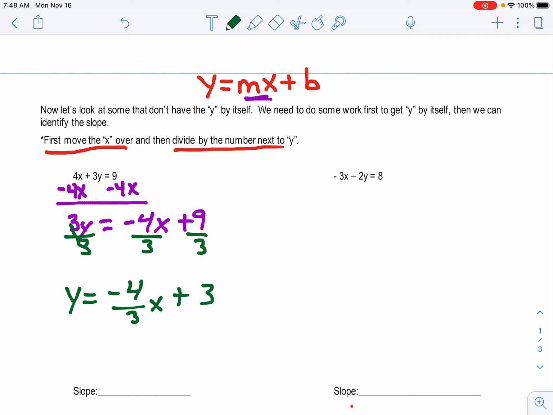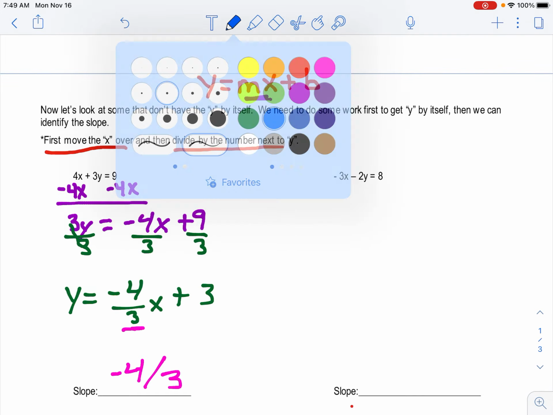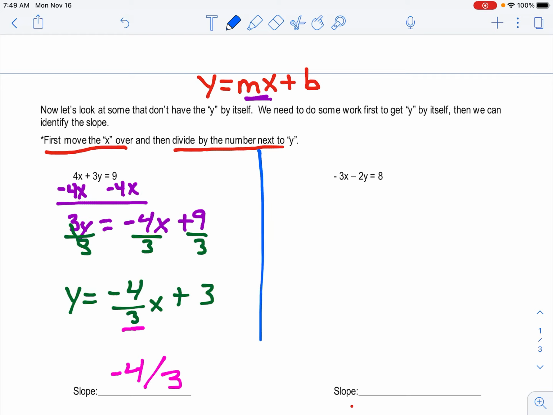Last, I check to make sure that I can't reduce any fractions. I cannot, so I take the term next to the x, so my slope is negative 4 over 3. All right, so we got to get y by itself first. All right, let's go ahead and try another one of those.